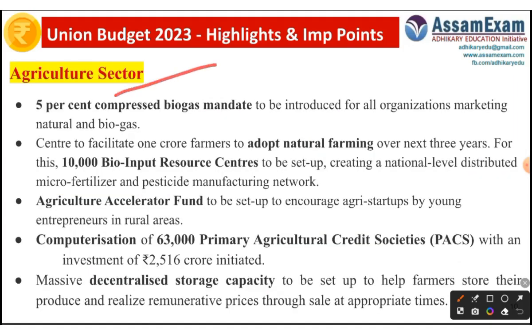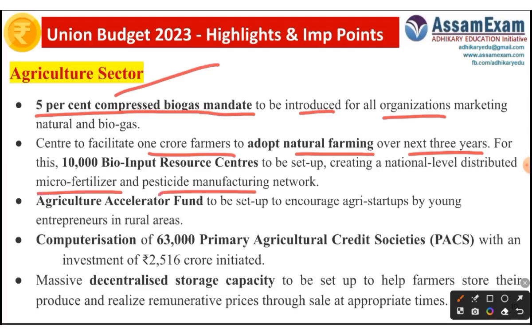Now in the agriculture sector, what are the reforms announced? A 5% compressed biogas mandate will be introduced for all organizations marketing natural and biogas. The Centre is going to facilitate 1 crore farmers to adopt natural farming over the next 3 years. For this, 10,000 bio-input resource centers are to be set up, creating a national level distributed micro fertilizer and pesticide manufacturing network.